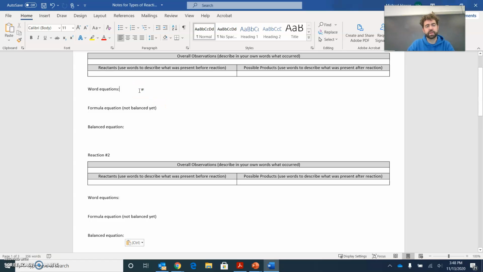Word equations are using words like carbon dioxide, spelling it out. And then formula equations, so that would be like CO2. So if we had a word equation like this, carbon dioxide, the words would then become the equation. Of course, you can make this a subscript if you want, but not completely necessary. Then you're going to balance this equation. So you're going to take all of your reactants and all of your products and write that out right there.